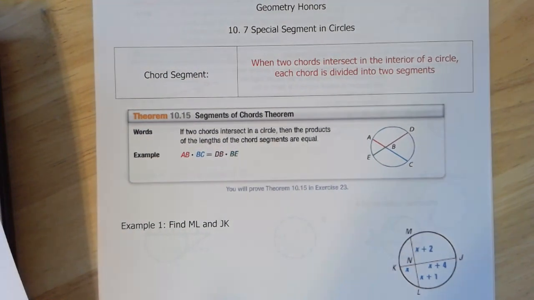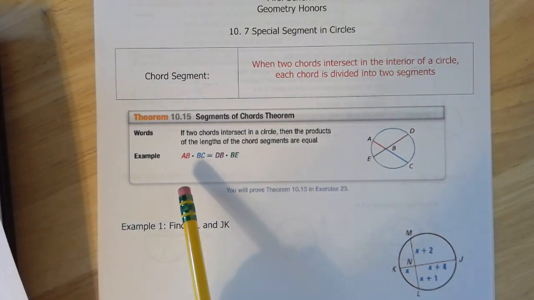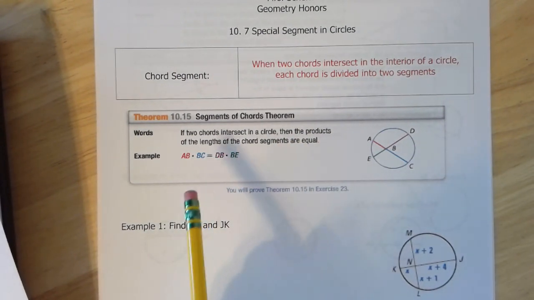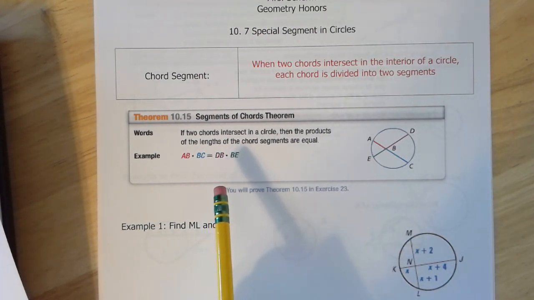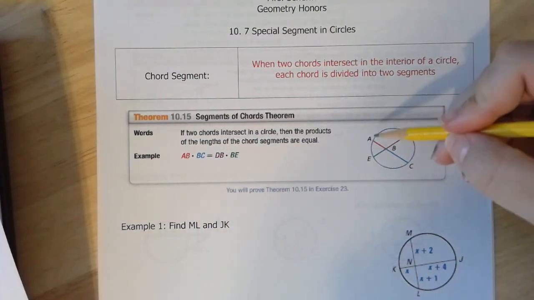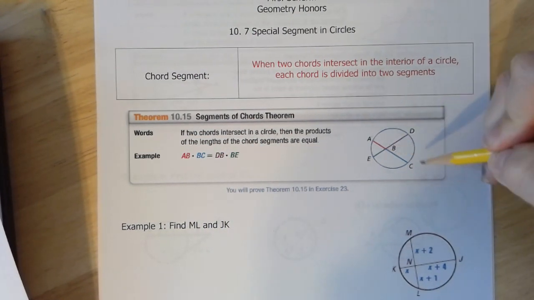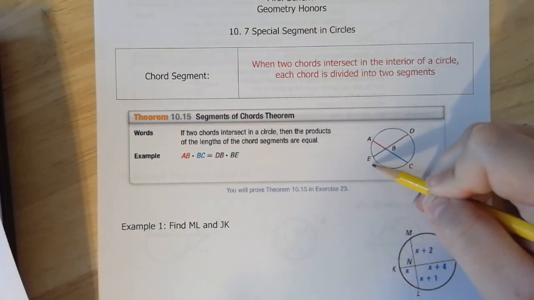All right, so chord segments. When two chords intersect in the interior of a circle, each chord is divided into two segments. This theorem says if two chords intersect in a circle, then the products of the lengths of the chord segments are equal to each other. So what it says is AB times BC will equal DB times BE.